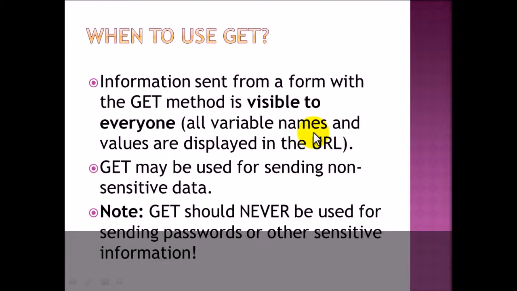Information sent from a form with the get method is visible to everyone. In this method, our given input will be shown in the URL. I will explain it when I run our program in this session. All variable names and values are displayed in the URL. This is not a secure method because everyone can know the given information and input.